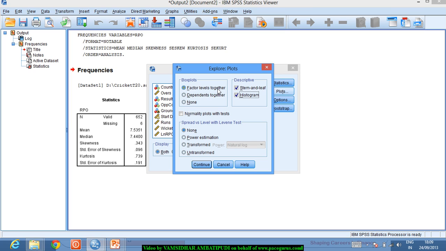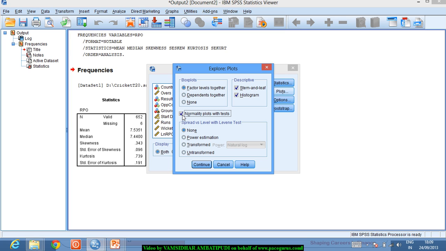So when we are saying factor levels, it is based on the factors. I'm going for a box plot, which means the various categories or the various innings. For each of the innings, runs per over, the box plot is plotted separately, one beside the other. So I would be selecting that option.